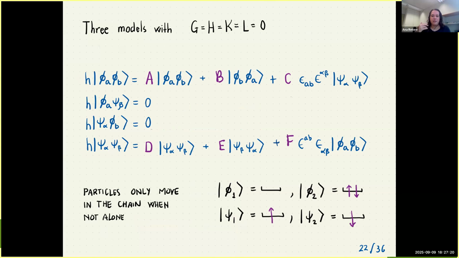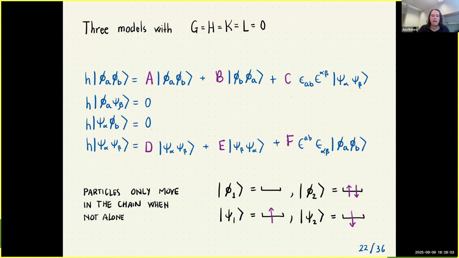Three of the solutions you find are very peculiar. When the density Hamiltonian acts on a state that is a boson times a fermion, or the other way around, it gives 0. So these three models are highly degenerate. The expression for A, B, C, D changes for each of the three models. There are three different models, but all three have this feature. So it's basically the particles only moving along the chain when they are not alone.